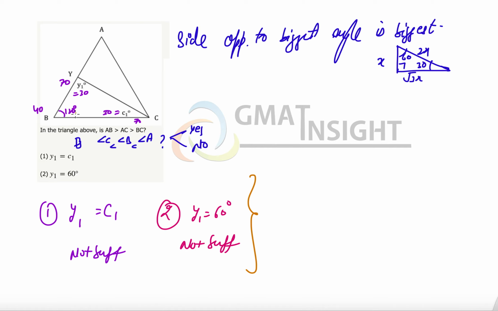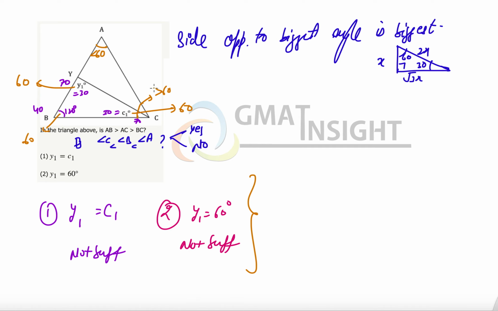When we combine the two statements, we understand that angle y1 is 60 degrees. If this angle is 60, angle c1 also becomes 60. That means angle b also becomes 60. Now if angle b is 60 degrees, that means AC is definitely not the biggest side. And because we have this angle 60 degrees, this angle should definitely be less than 60 degrees, and this entire angle should definitely be greater than 60 degrees, because only a part of it is 60 degrees.